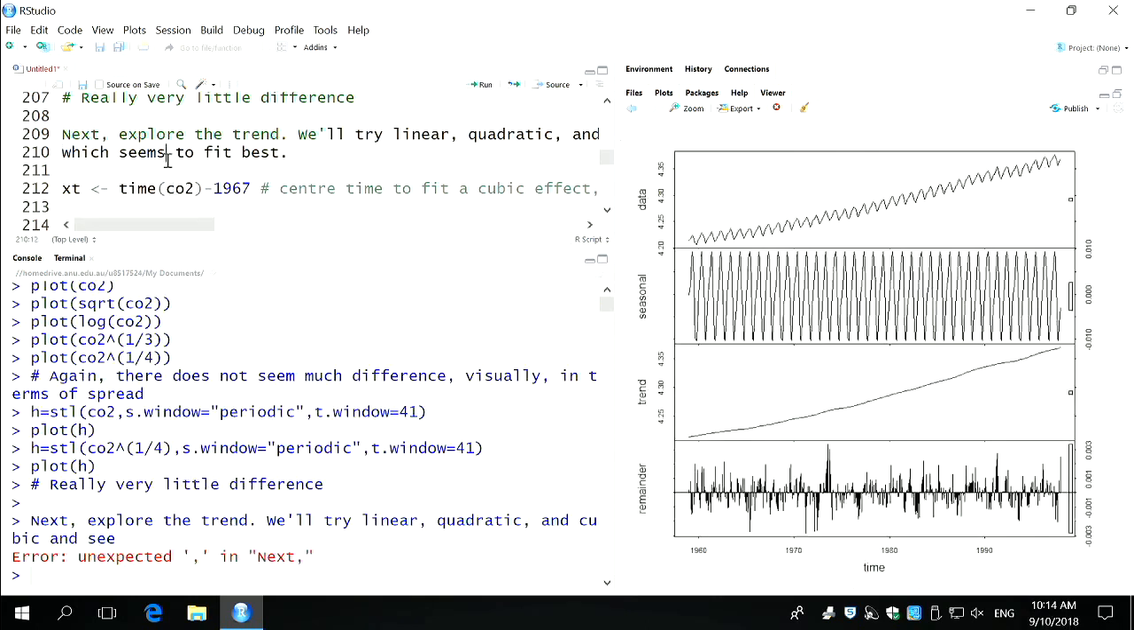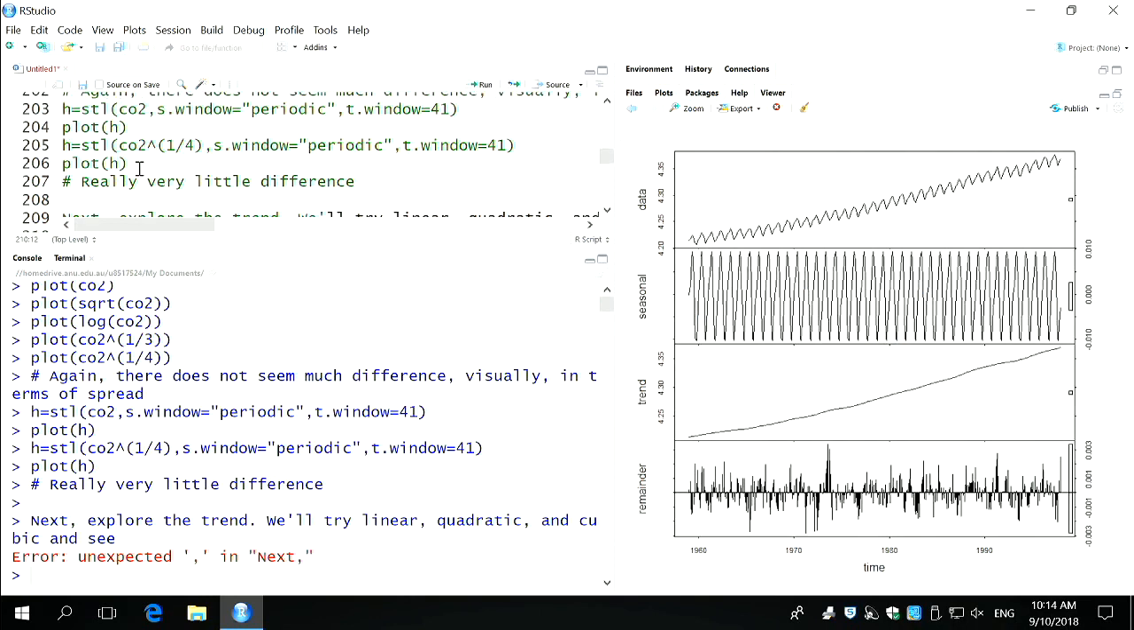Why is this copying and pasting everything? This is so very, very annoying.